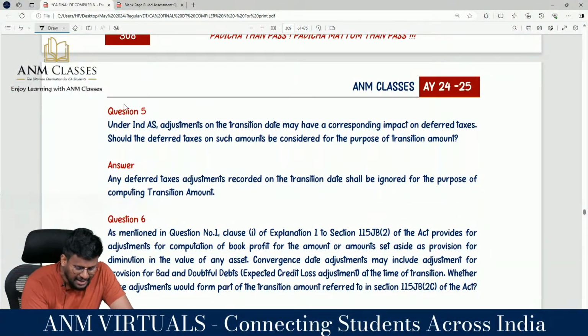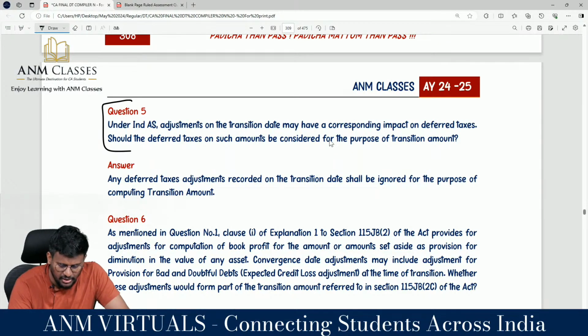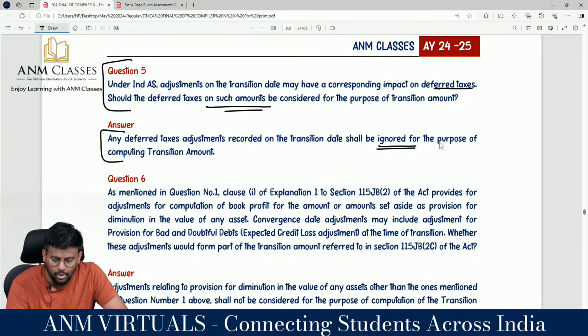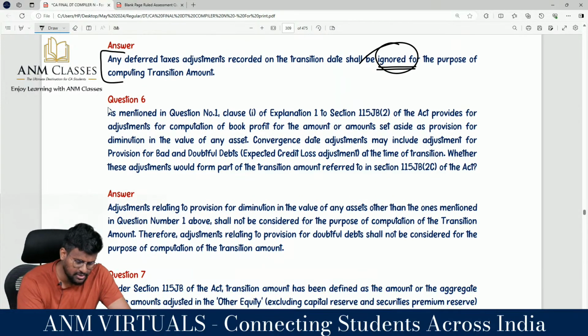Alright. Under Ind AS, adjustment on transition date may have a corresponding impact on deferred taxes. Should the deferred tax on such amount be considered for the purpose of transition amount? Any deferred taxes adjustment recorded in the transition date shall be ignored for the purpose of computing transition amount. நம்ம அதெல்லாம் வந்து consider பண்ண வேண்டிய அவசியம் இல்லை.